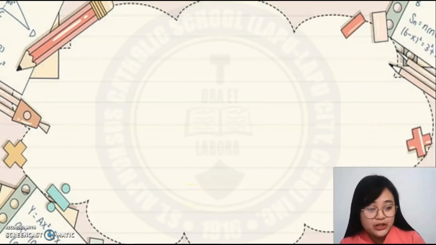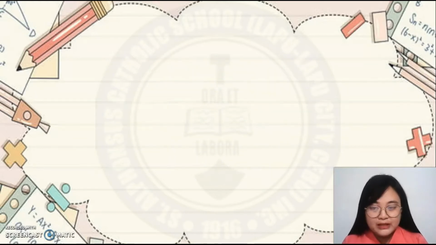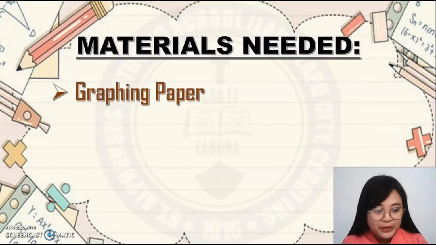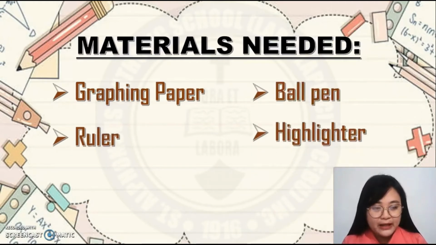I am here today to discuss one of the topics in this week's WLP, and that is graphing quadratic inequality. For today's lesson, I want you to prepare the following materials: graphing paper, ruler, ball pen, and highlighter. Basically, class, this lesson is similar to our previous discussion, graphing quadratic function. So I want you to sit back, relax, and get ready to listen to the different examples.